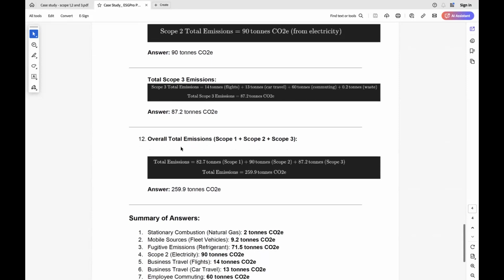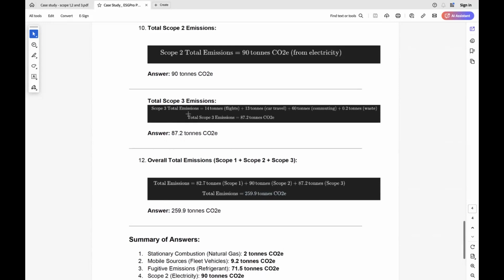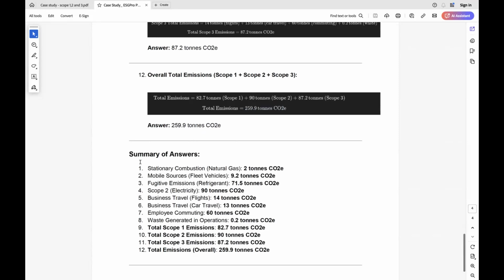Now you see the overall total emission. I can always report the overall total emission, which is 259, but I also have to highlight scope 1, scope 2, and scope 3 separately. This is the summary which I have created, which will go into your Excel sheet or the template which I have shared with you guys. You got it? This is the normal step I will do.